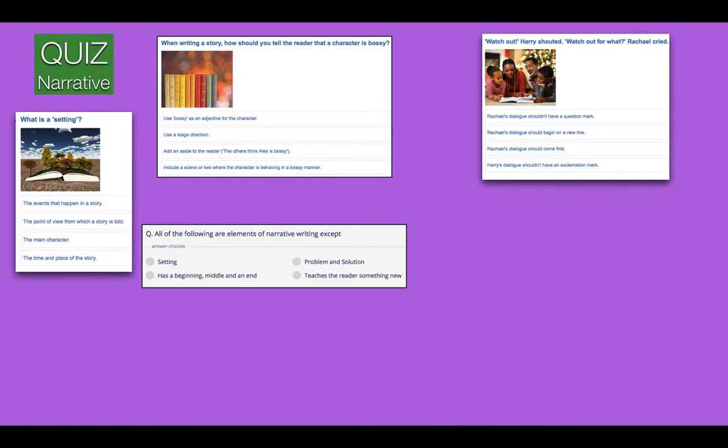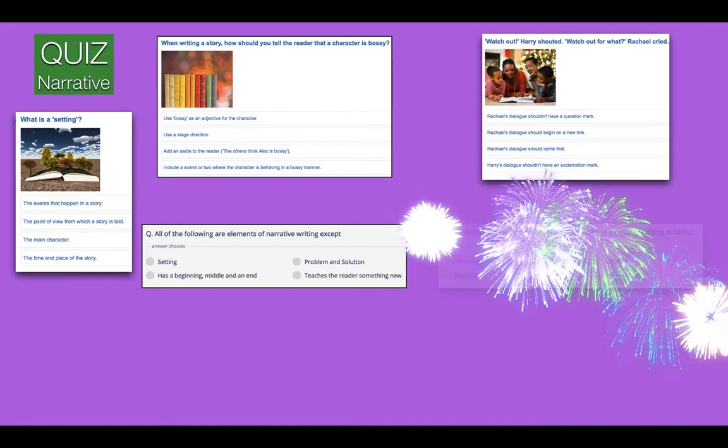All of the following are elements of narrative writing except number one, setting. Number two, problem and solution. Number three, has a beginning, middle and end. Or number four, teaches the reader something new. Tripping over my words.